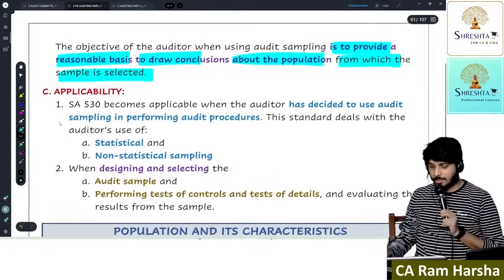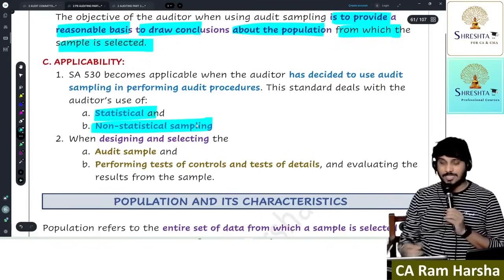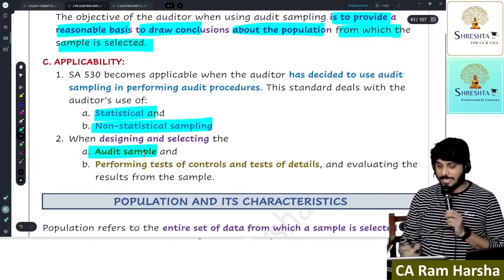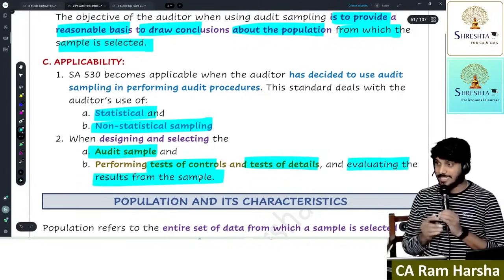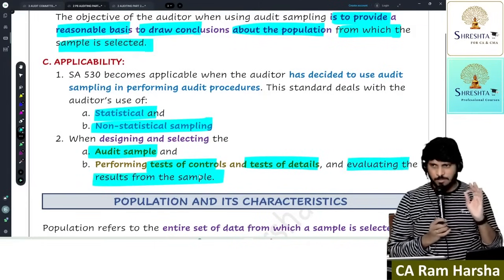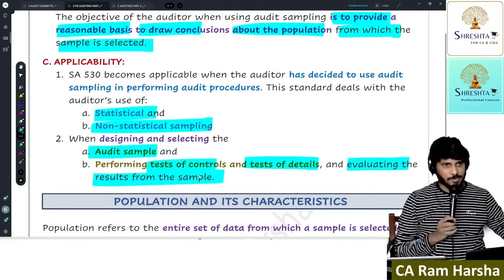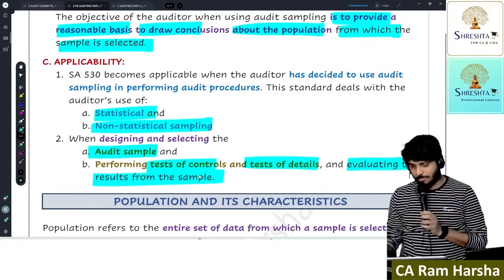Next. This standard applies when the auditor decides to use either statistical or non-statistical sampling. Getting it? And it applies when designing a testing sample, when performing test of controls and test of details, and how to evaluate the results based on the sample. The moment you decide to adopt the sampling technique, this standard SA 530 applies. SA 530 heading is audit sampling. The chapter heading is also audit sampling.